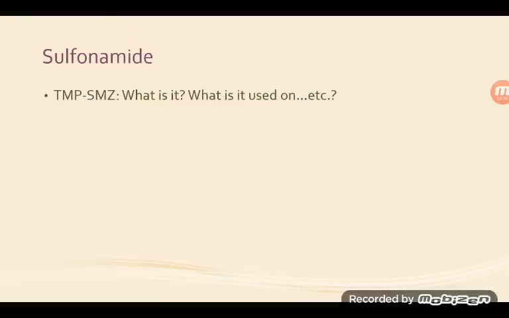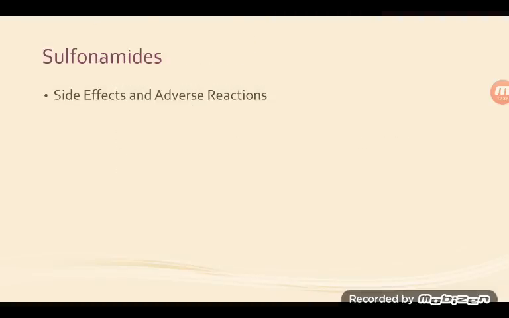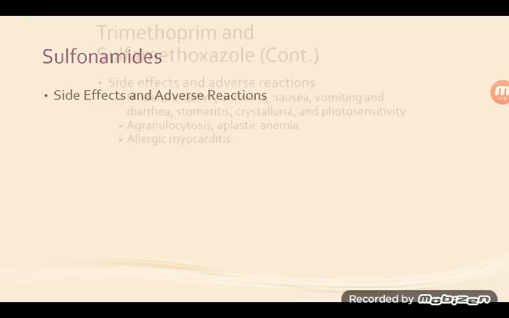Bactrim, what is it? Bactrim is trimethoprim sulfamethoxazole. We get a synergistic effect from these. It can be used on a lot of things. And then we can also decrease bacterial resistance. We can also use it for Pneumocystis carinii as well as respiratory tract infections, otitis media, prostatitis, gonorrhea, and urinary tract infections. Side effects and adverse reactions to sulfonamides.